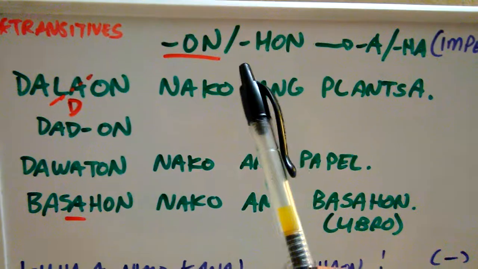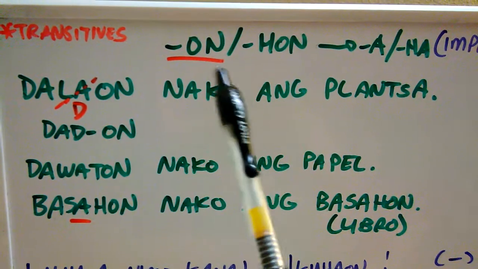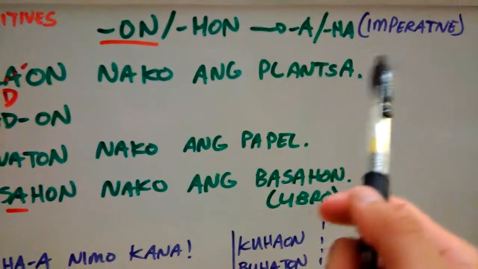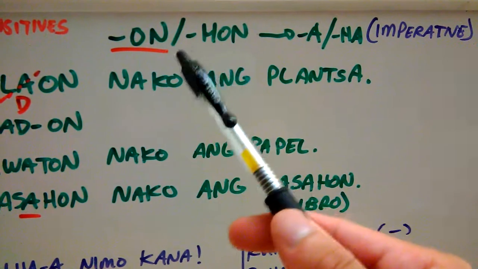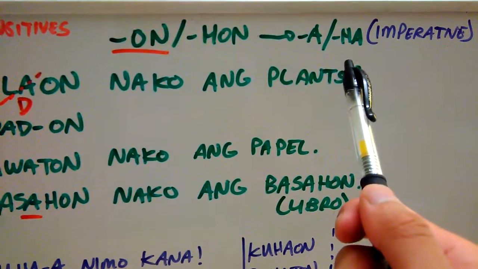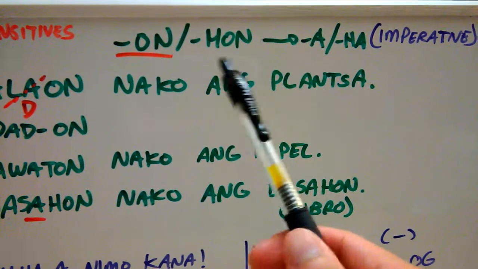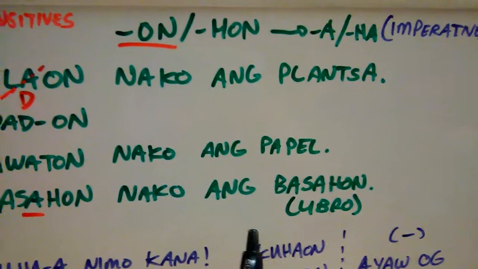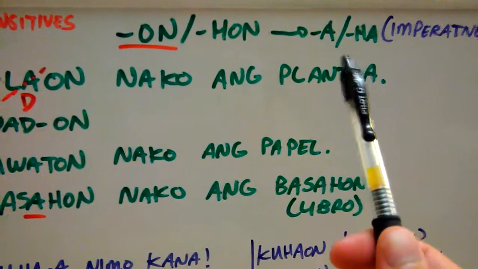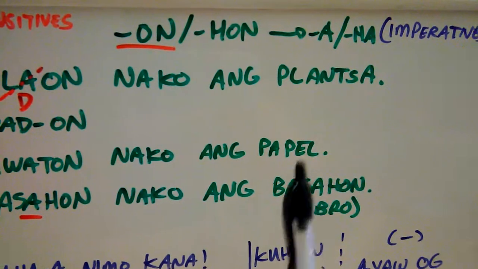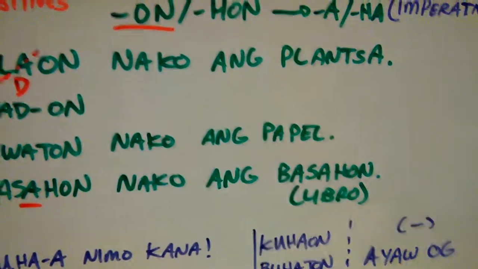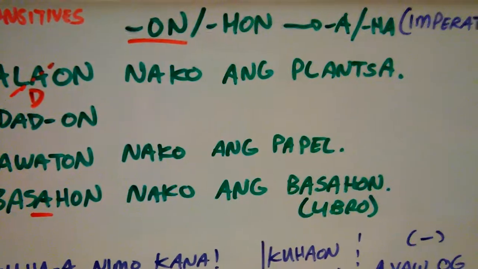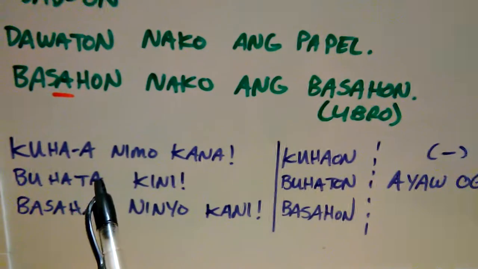Now, if we want to change these on and hon to an imperative, you change it to a or ha. On changes to a while hon changes to ha, okay? And then you make it an imperative in the object focus. And again, the same rules still apply regardless: depending on if the vowel is stressed or with the glottal stop, you have to put a or ha. It just depends, okay? And these are the examples down here.